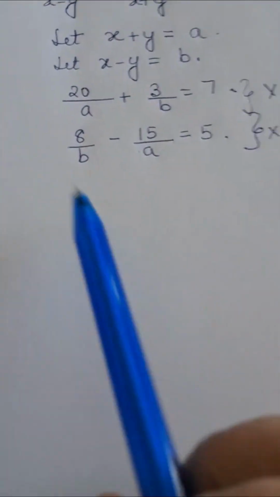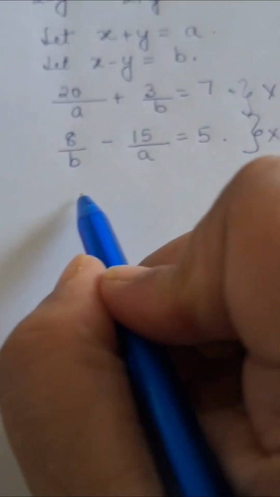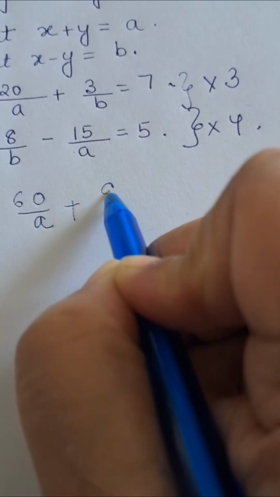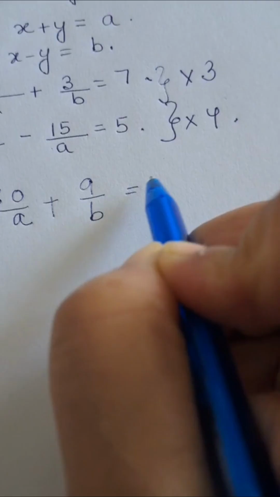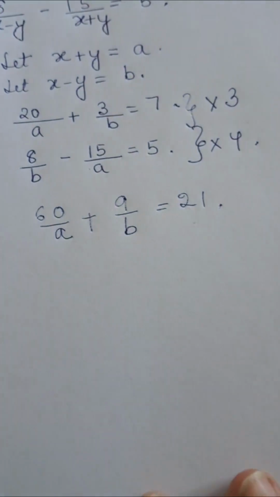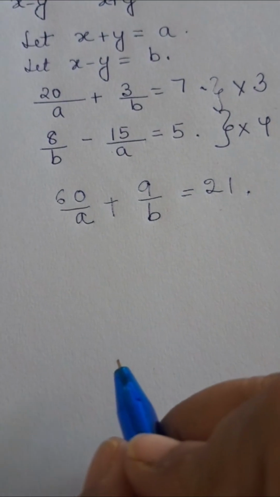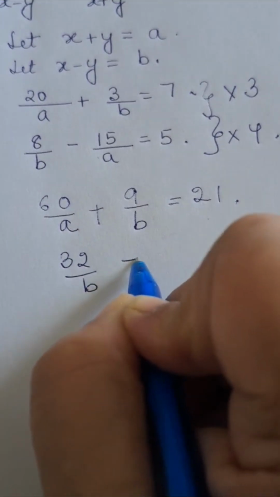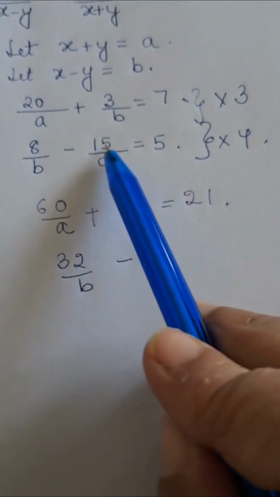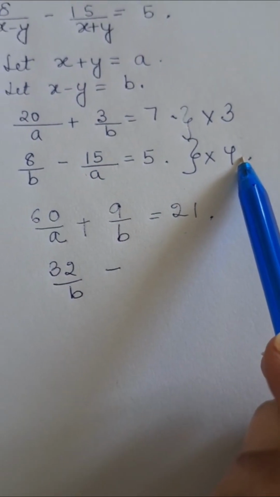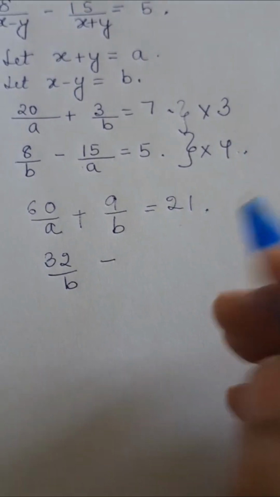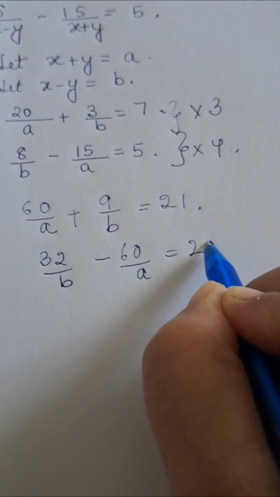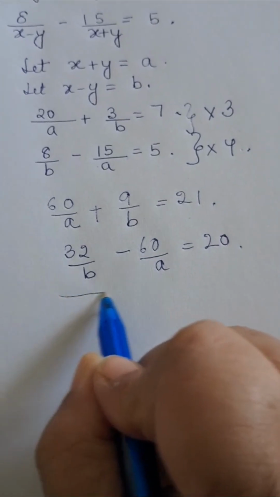Then it will turn out to be 20 into 3, 60 upon a plus 9 upon b is equal to 21. And the second equation will become 8 fours are 32 by b minus 15, into 4, we are multiplying only the numerators, 15 into 4, that is 60 upon a is equal to 20.